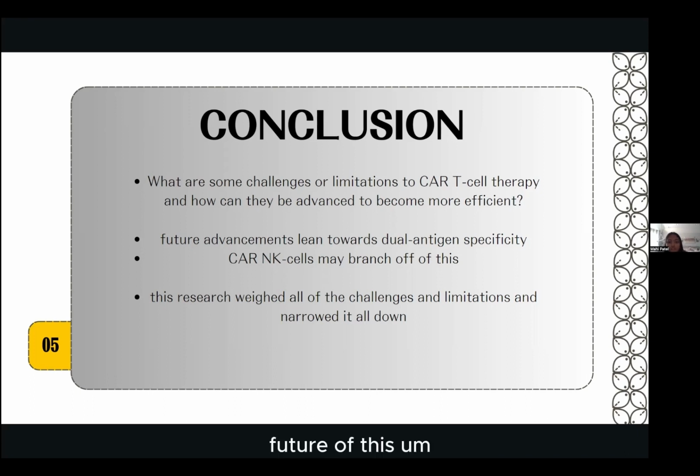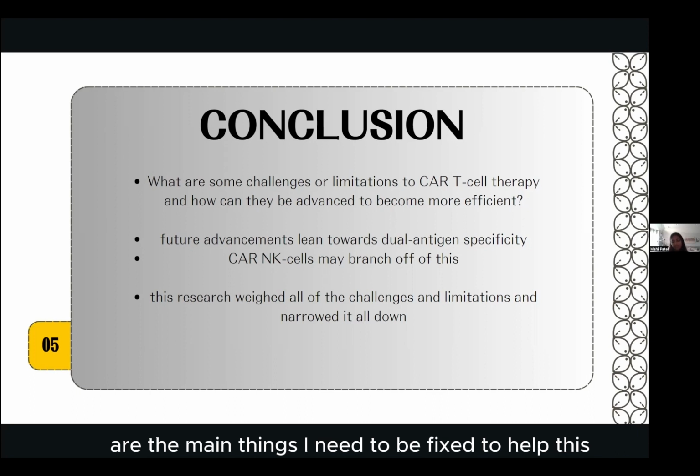And another future of this therapy is CAR NK cells, which is a different concept, but it branches off of this, where instead of T cells, it's natural killer cells, which can, again, target a lot more antigens, but also are not as effective. But this is something that is just starting to be researched and is a completely new idea that could branch off of this. And in summary, this research weighed all of the challenges and limitations of this therapy and narrowed it all down to what could be the biggest factor that's causing this therapy to be inefficient and what are the main things that need to be fixed to help this therapy be more useful in the future.